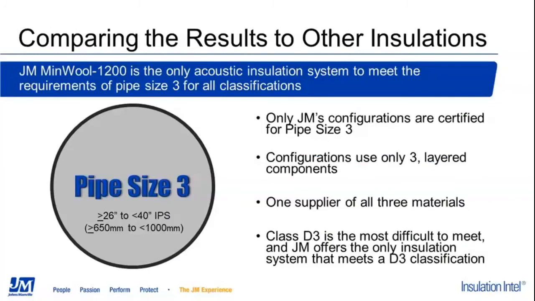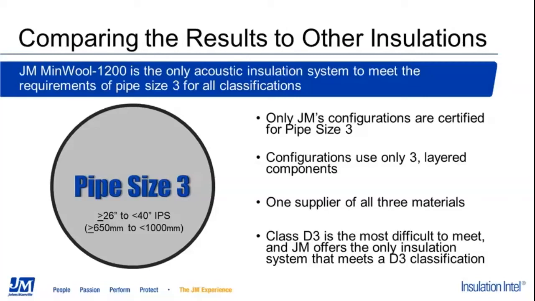All of our configurations use only 3 materials, so 2-inch mineral wool, mass-loaded vinyl, and metal, all of which JM provides. So you can get your entire acoustic system from a single supplier, which makes sourcing everything that you need much, much simpler. And the Class D3, which is the most difficult of any of the acoustic configurations to meet, we do offer a configuration that meets that requirement.